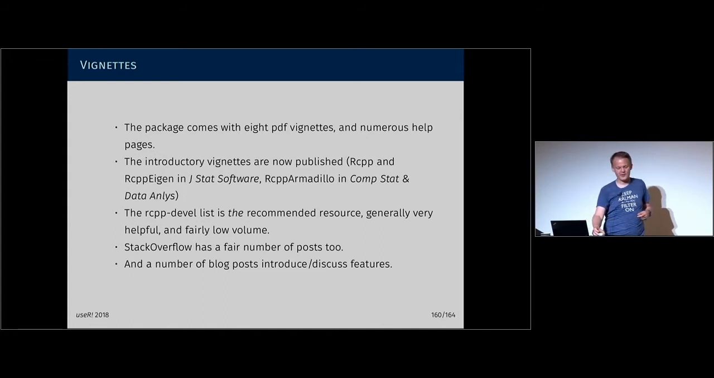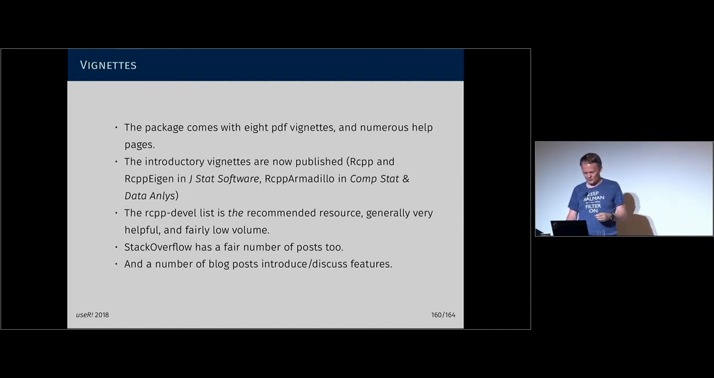So in Rcpp, we have a bunch of PDF vignettes. Those over the years have accumulated stuff. That page didn't get updated. For Rcpp, it's actually now two papers. There was the old JSS paper, and we have a more recent one in the American Statistician.